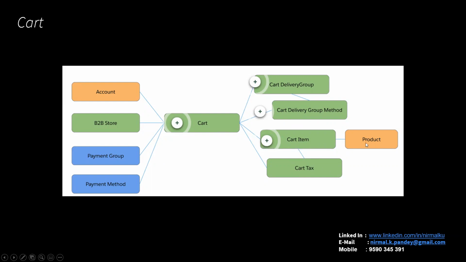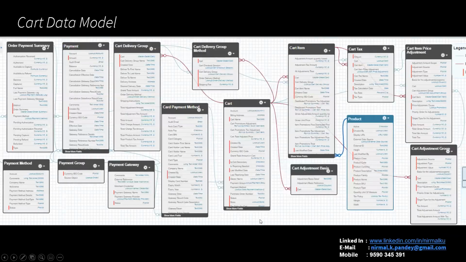Then for the cart, you have the product with a cart item and cart tax. So these are all cart related things. This is a pretty big thing, but the important thing to remember is that a cart will have multiple cart items. Every cart item is associated with a particular product, so cart items are basically the products associated with the cart.